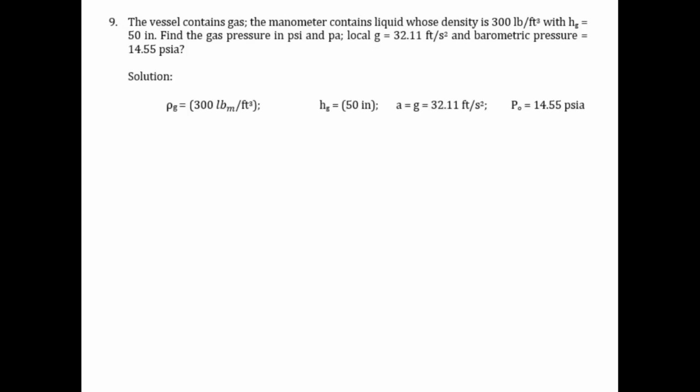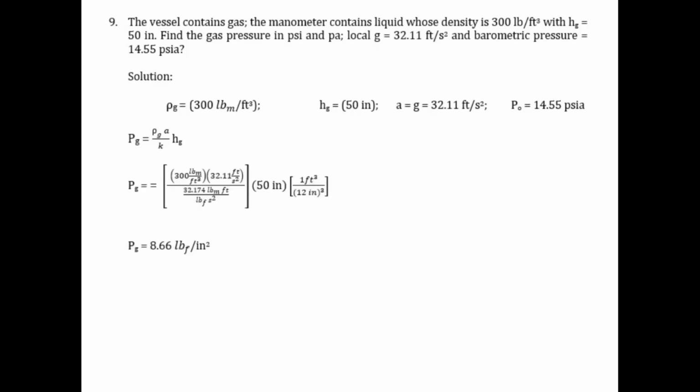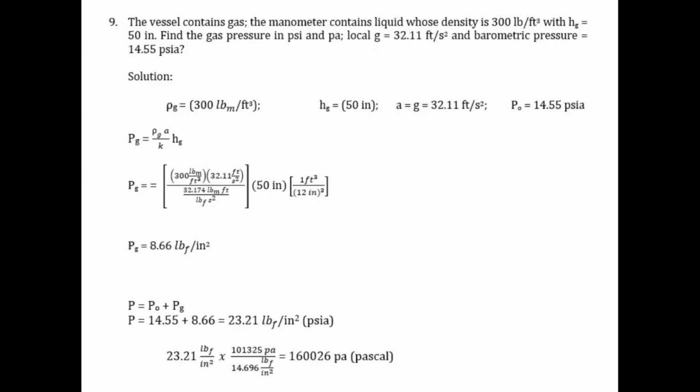To solve the pressure of the gas, we used this formula. Substitute the given value. So, we have 8.66 pound force per inch squared. To find the absolute pressure, we will use the formula, that absolute pressure is equal to the sum of atmospheric and pressure gauge. So, substituting the given data, thus, we have 23.21 pound force per inch squared, or 160,026 Pascal.